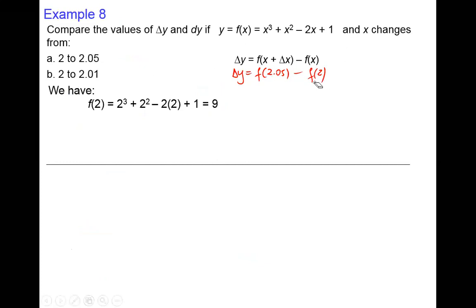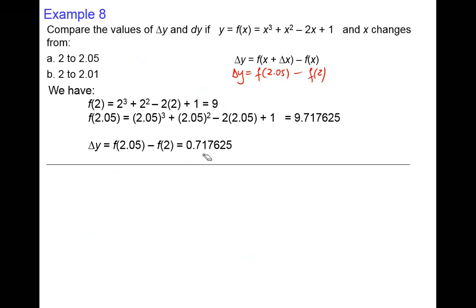Getting the value at 2, I have to substitute 2: 2 cubed, 2 squared, minus 2 times 2, plus 1, which is 9. Probably I did this without the calculator. But now, to get the value of the function for 2.05, 2.05 cubed, 2.05 squared, and so on, I can tell you I did use the calculator. And now the difference, delta y, the difference in y's, is 0.717625. We can still compute this, but it's a challenge. It's not the point of everything, but still make sure that you know this formula.